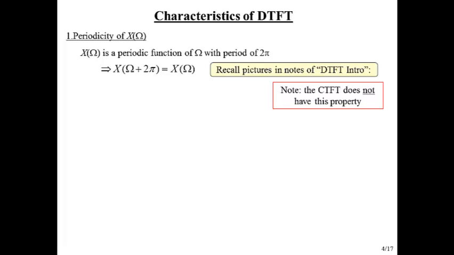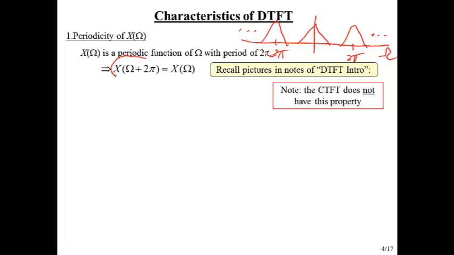So one thing is the periodicity of X of omega. We've already seen in these pictures that we've been doing with our beloved triangular spectrum that there are these spectral replicas that show up, and those continue on out as far as minus infinity, plus infinity. So this is on our omega axis, and we've seen that this one was centered at 2 pi. This is centered at minus 2 pi. And so we see this 2 pi periodicity.